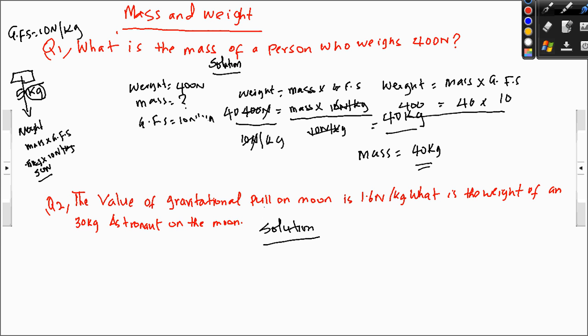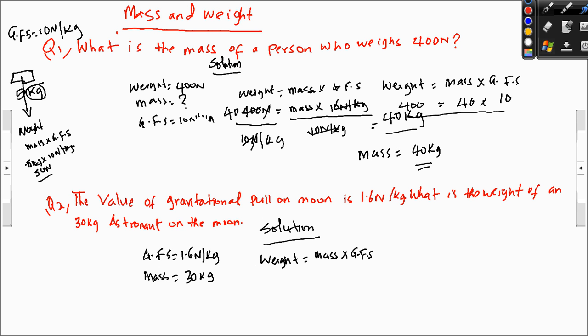For example, now we say the moon has a gravitational field strength. The gravitational field strength or the gravitational pull of the moon is 1.6 Newton per kilogram, and we want to know what the weight is. Well, we already know what the mass is. The mass is given to be 30 kilograms. So to find this, I think the equation still holds here. It's going to be weight equals mass times the gravitational field strength. So the gravitational field strength is given to be 10, as we already know before.